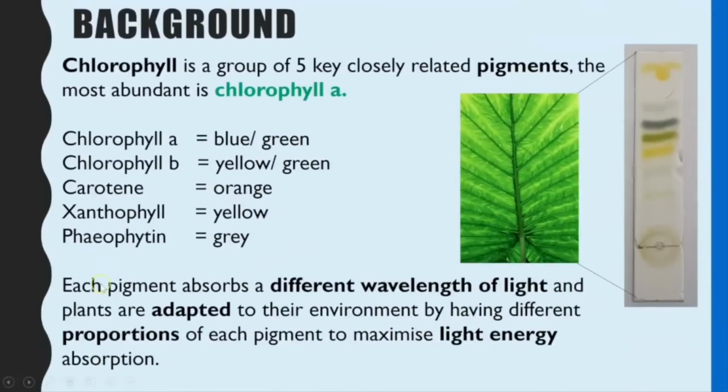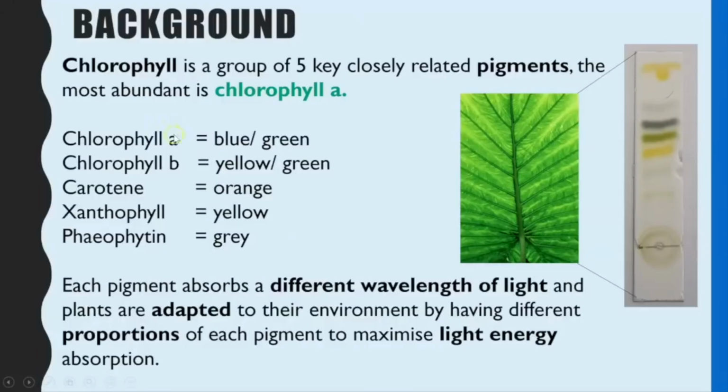And that takes us to this background information. Chlorophyll is typically 5 closely related pigments, and if you haven't already watched my video on chlorophyll, I'll link it up here so you can find out the full background rather than just this summary. So typically you might have these 5 different pigments, and each absorbs a different wavelength of light, and therefore reflects a different wavelength of light, and that's why they all appear a different colour.